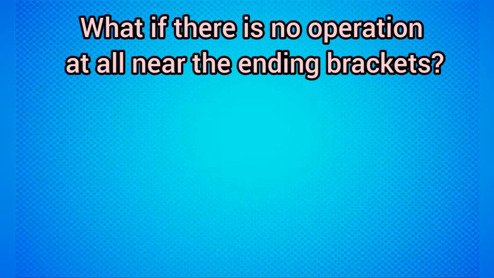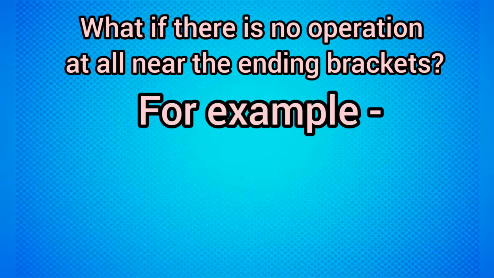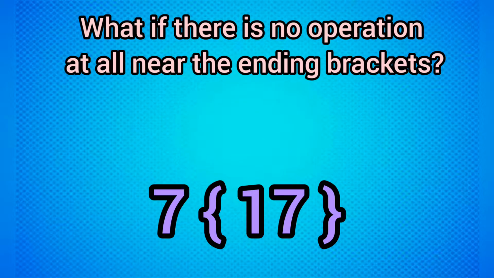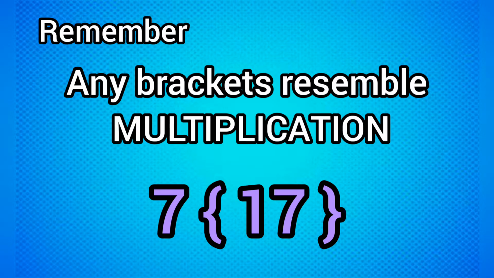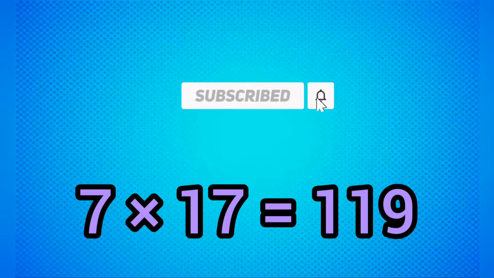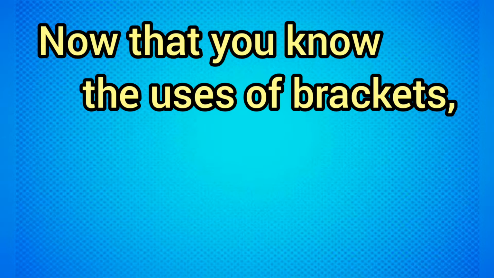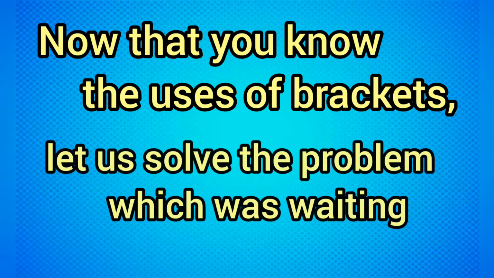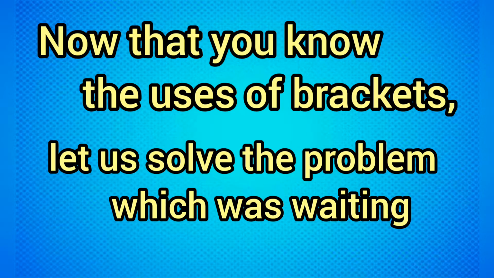But what if there is no operation at all near the brackets? For example, 7, flower brackets open, 17 and close the flower brackets. Remember, any bracket resembles multiplication. So in that case, 7 into 17 is equal to 119. Now that you know the uses of brackets, let us solve the problem which was waiting.